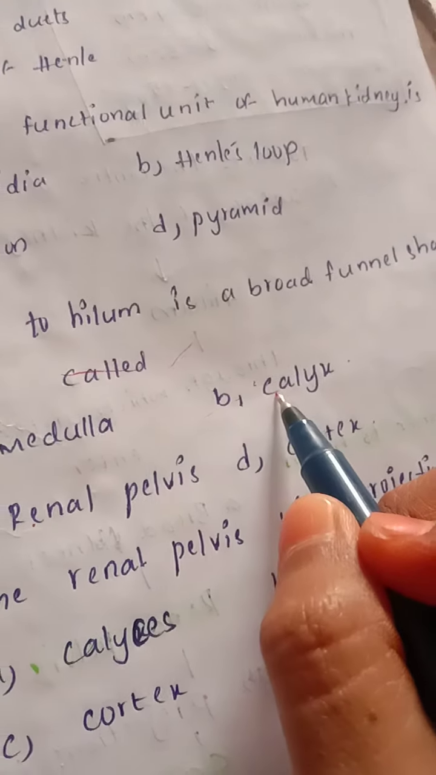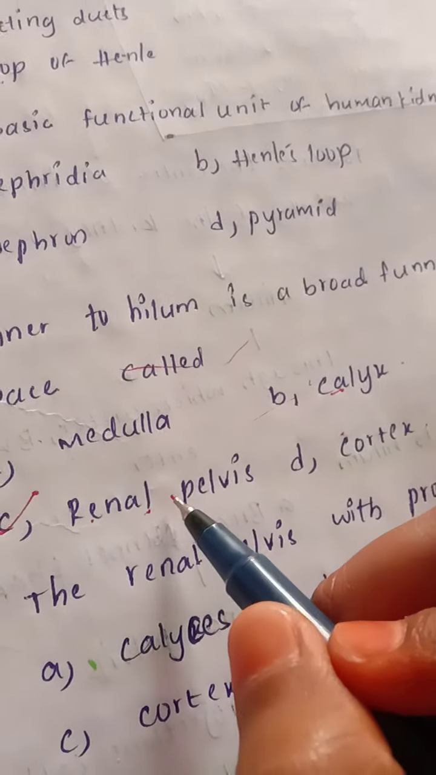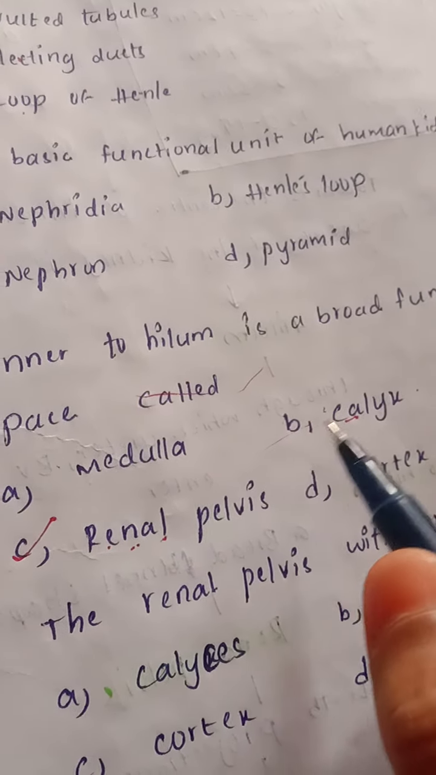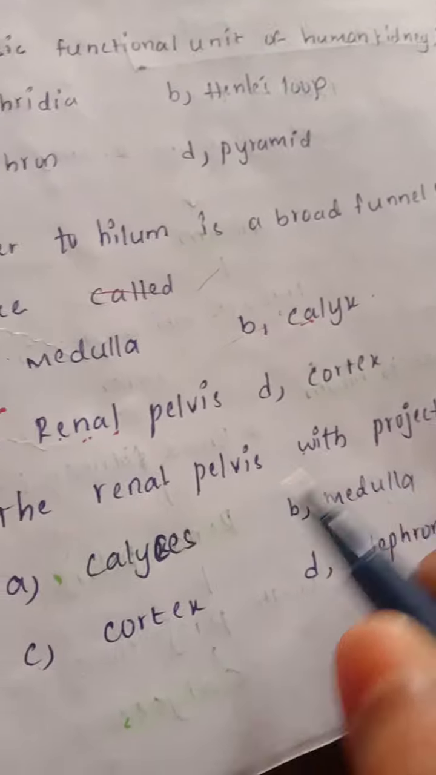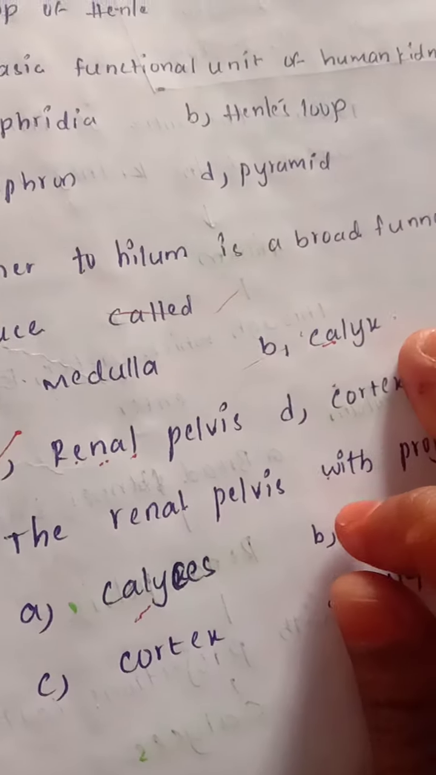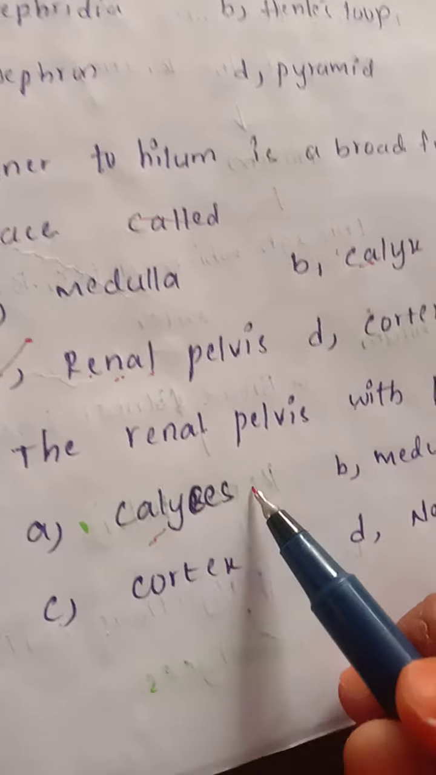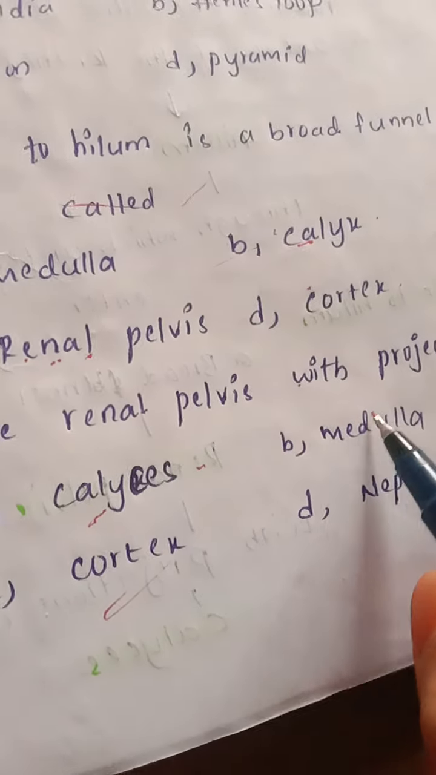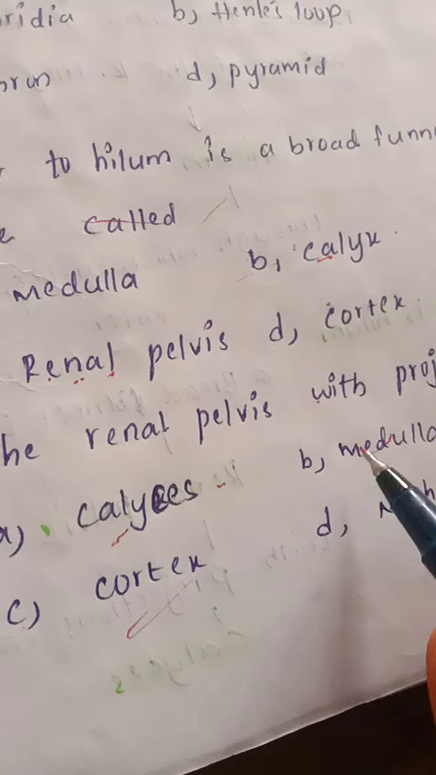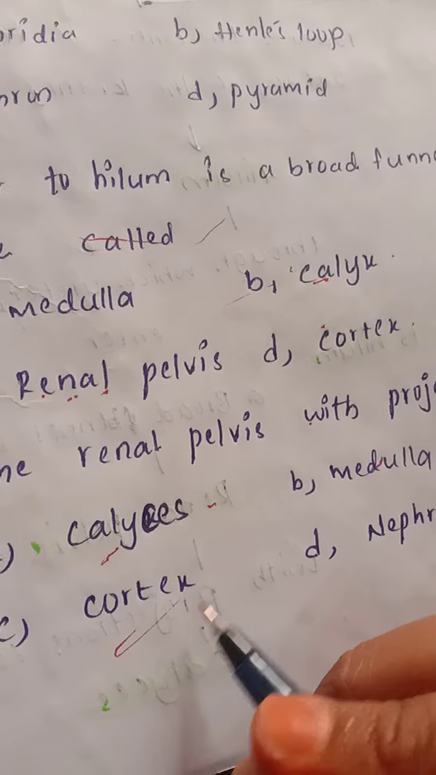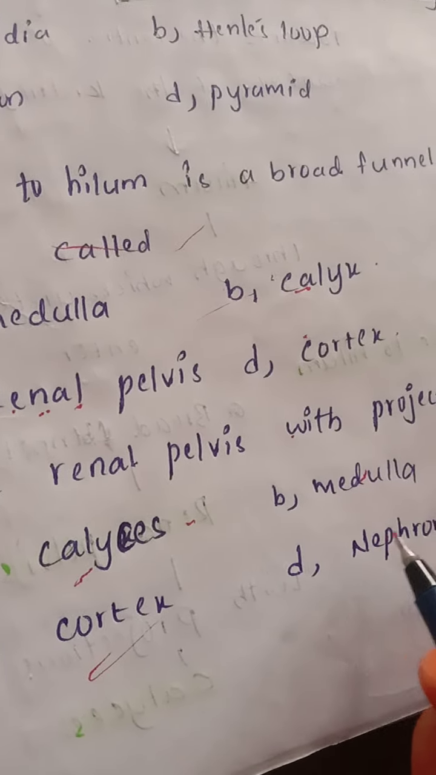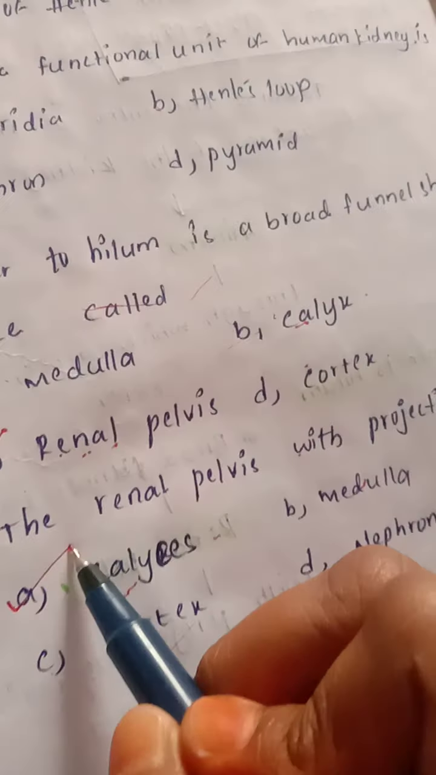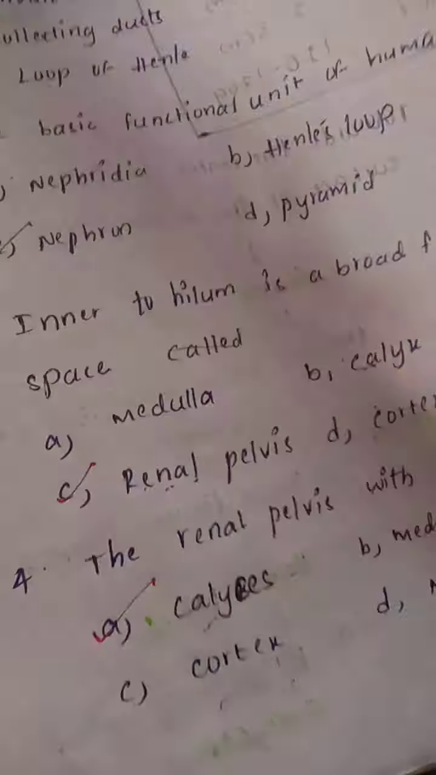And what do we mean by calyx? The projections from the renal pelvis are called calyces. The renal pelvis with projections is called calyces. The outer cortex and inner medulla are structures of the kidney, and the nephron is the functional unit of the kidney. Now let us discuss the concept regarding this.